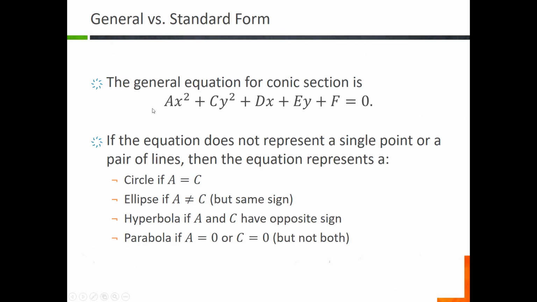Again, we already talked about this in the previous lesson, but if we have the equation of the conic in general form, as we already saw, if the A and C are equal to each other, we have a circle. If they are different values but the same sign, we have an ellipse. And if they are opposite sign, we have a hyperbola. So let's look at an example where we're given the equation in general form.